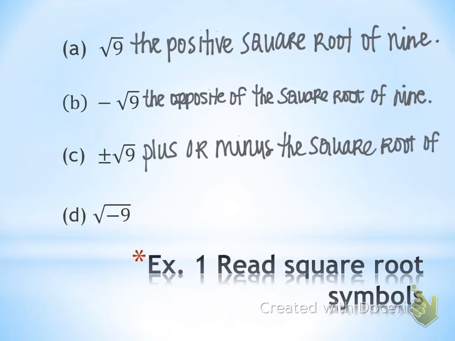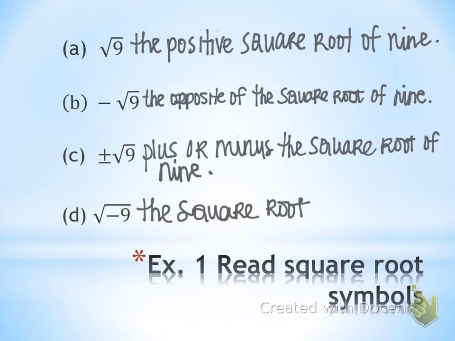Okay, and it's really important that you guys are writing this down because you need to be able to go back and look at how to read this. All right, letter D. The square root of negative 9. Pretty simple. Okay, the square root, we're back to just reading the square root of and then whatever number is underneath. However, what do you think the square root of negative 9 is?